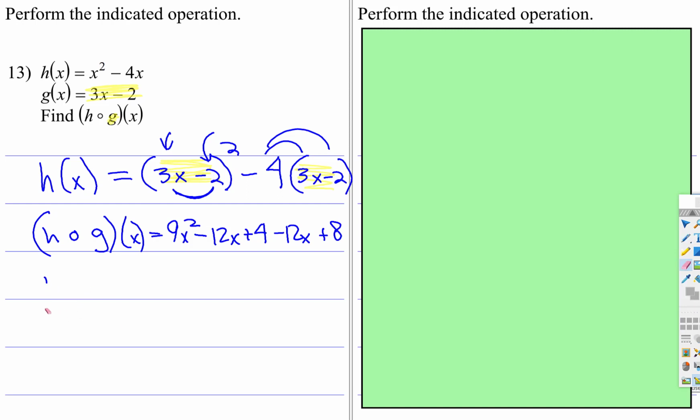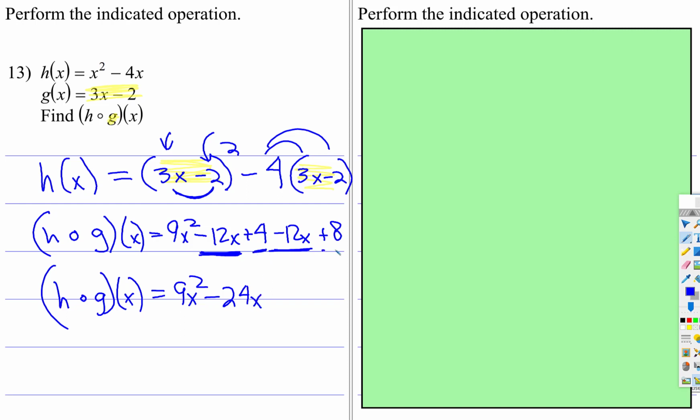I'm going to make it look like the word hog instead of h of g. So h of g of x, there are no other x squared, so we can just bring that down. Negative 12x plus negative 12x is negative 24x, and then 4 plus 8 is positive 12. So when we compose this new function by plugging g inside this h function, this is the new function that we get.